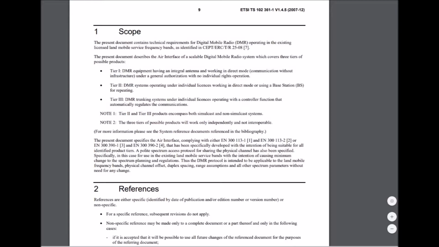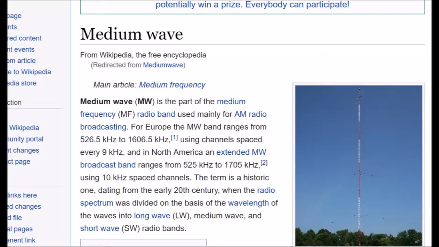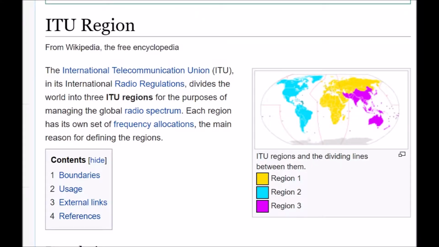Okay, next definition. Channel spacing, also known as bandwidth, is a term used in radio frequency planning. It describes the frequency difference between adjacent allocations in a frequency plan. Channels for medium wave radio stations, for example, are allocated in internationally agreed steps of 9 or 10 kilohertz. 10 kilohertz in ITU Region 2, the Americas, and 9 kilohertz elsewhere in the world.